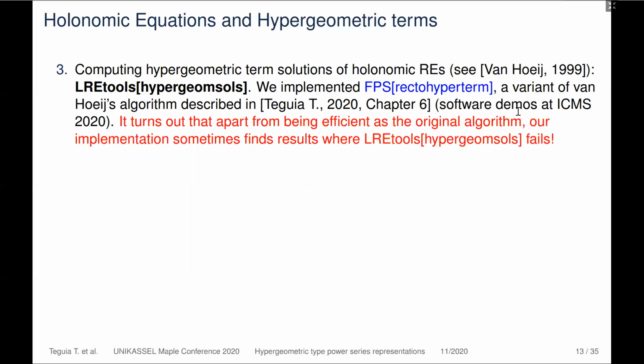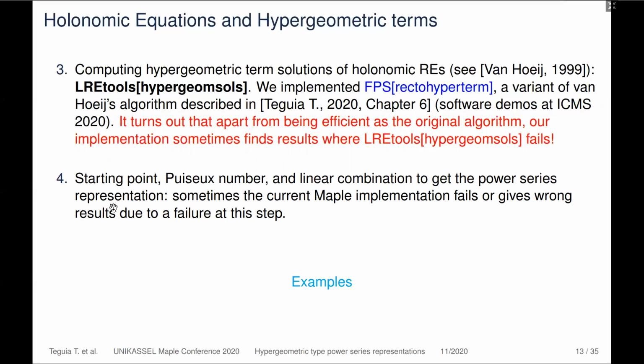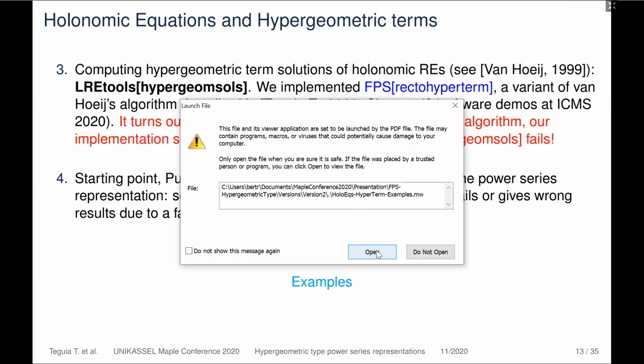And this was presented in the software demo at ICMS 2020. And from tests, we observed that our implementation of the variant that we described in my PhD thesis, a variant of van Hoeij's algorithm, sometimes computes results where the RE tools hypergeomsols fails. And you will see some examples here. Also, for the computation of starting point, Poisson number, and the linear combination needed to find the power series representation, we observed that due to some issue at this step, the current Maple implementation fails to find the representation. So let's see some examples.